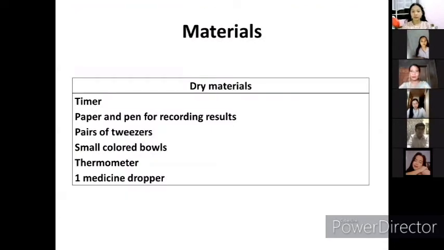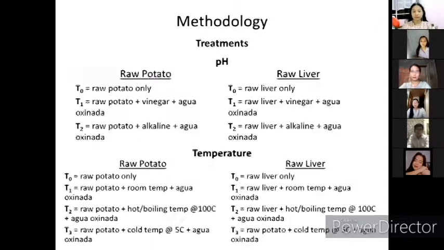And for the dry materials, we use a timer, paper and pen for recording results, a pair of tweezers, small colored balls, a thermometer, and 1 medicine dropper.